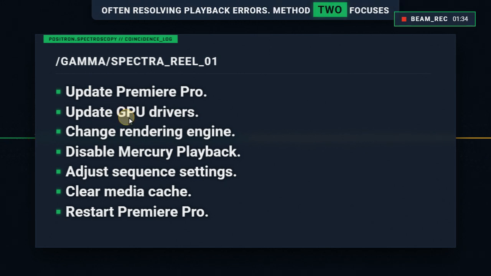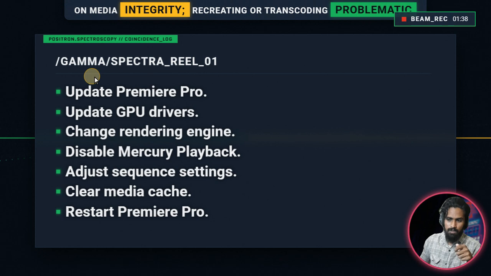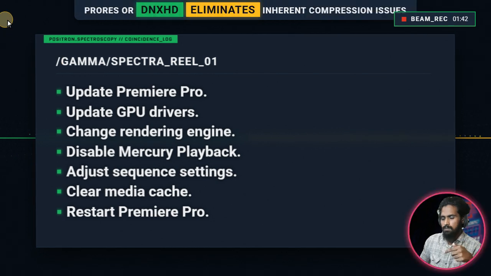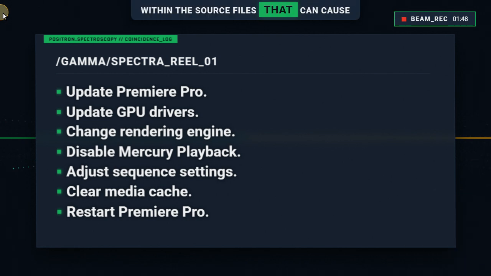Method 2 focuses on media integrity. Recreating or transcoding problematic clips into a more editing-friendly format like ProRes or DNxHD eliminates inherent compression issues within the source files that can cause flickering.